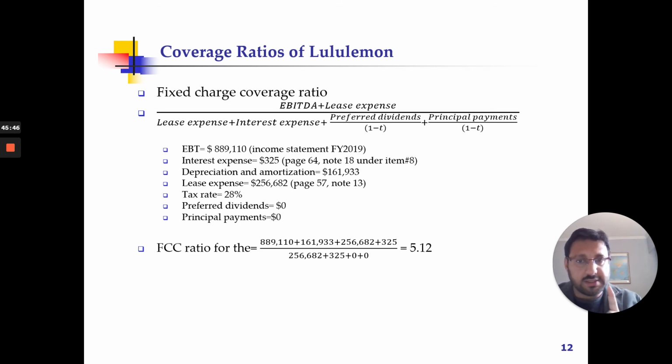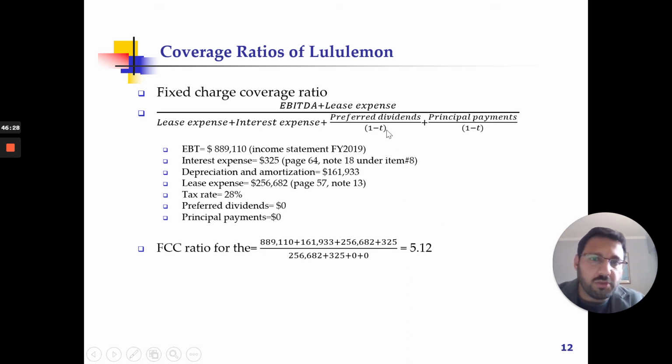The lease expense is a big charge, and you can see that interest expense is just 325, and 256,682 is the lease expense for Lululemon, which is on page number 57, note number 13. This note 13 is, I think, the lease note, and this is under item number 8. So within item number 8, you have the notes at the end, and within the notes you have different note numbers. So note number 13. The tax rate is 28%. The preferred dividend is 0. The company has not issued any preferred stock, and the principal payment is 0 because the company has not issued any bonds, so there is no principal amount due for that.